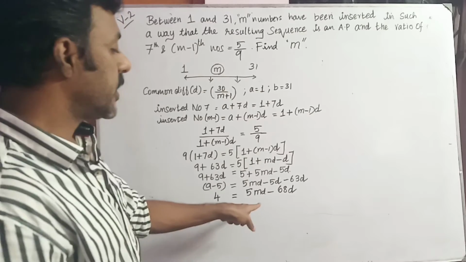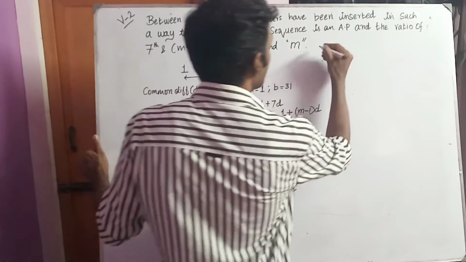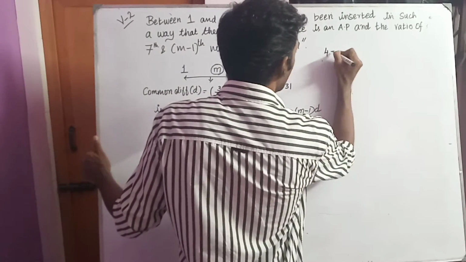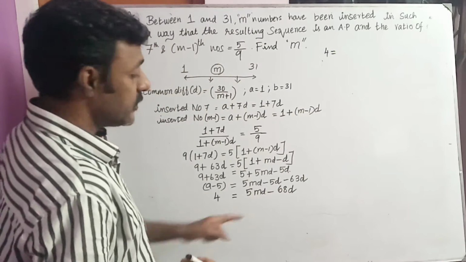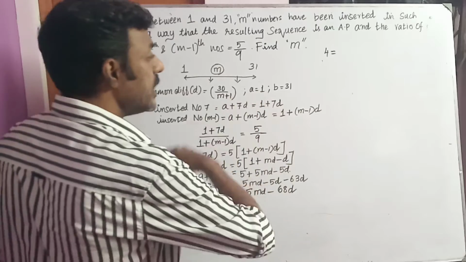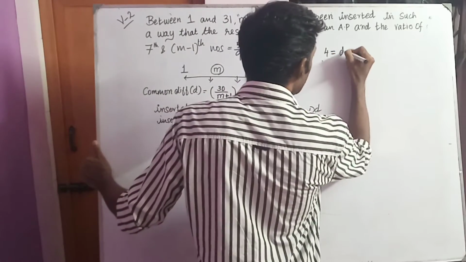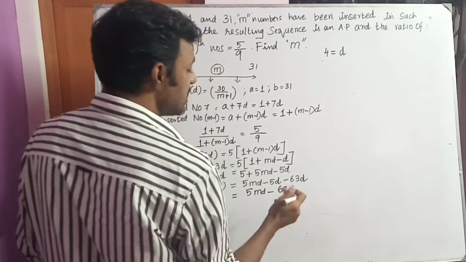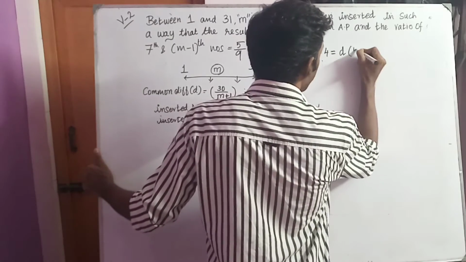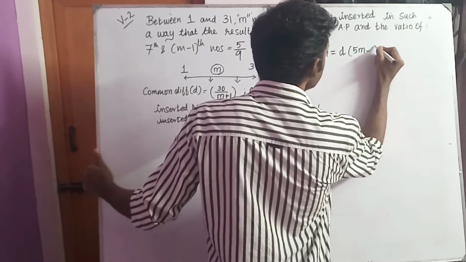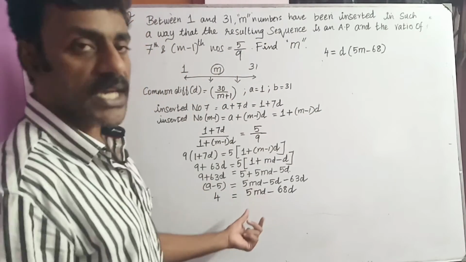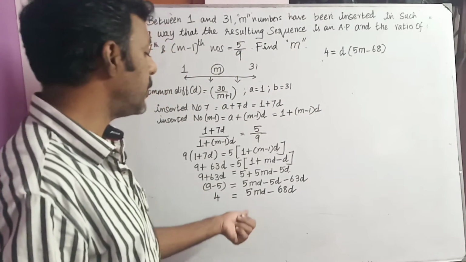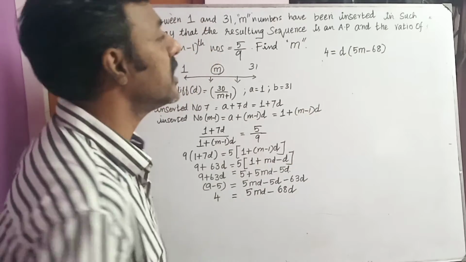So now keeping this equation here, I'm going to write 4 equal to 5md minus 68d. So the common term is d. So I'm taking the d outside. So it will be d into 5m minus 68. When I take d outside as a common term outside the bracket, it will become 5m minus 68.